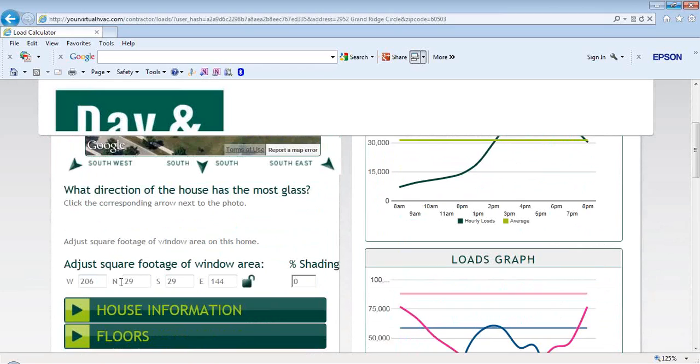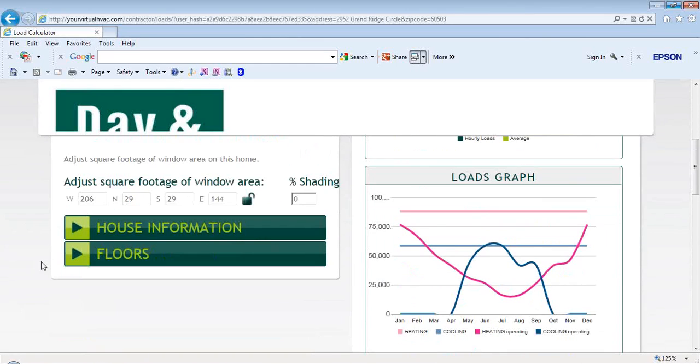Then, if I want to, I can go ahead and adjust all the glass size area based on how much glass is actually at this home. In this case, I'm just going to go ahead and leave it alone. You guys understand what that basically means: how many square feet of glass are on the west side, north, south, and east. So you can adjust those pieces of information.